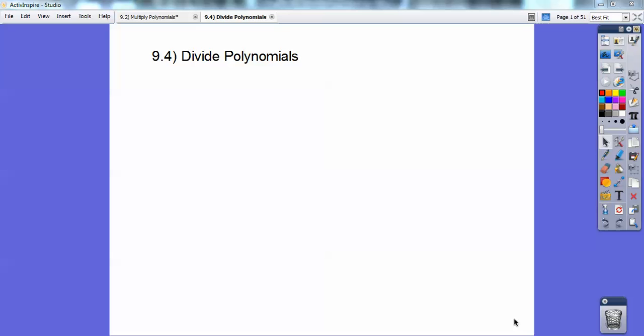This algebra lesson is on dividing polynomials. We'll do a little bit of reminding what we did in grade school when we were dividing numbers. So first of all, let's go ahead and divide these guys here. This is an algebra lesson. So when I divide, I like to put them as a fraction, you guys.